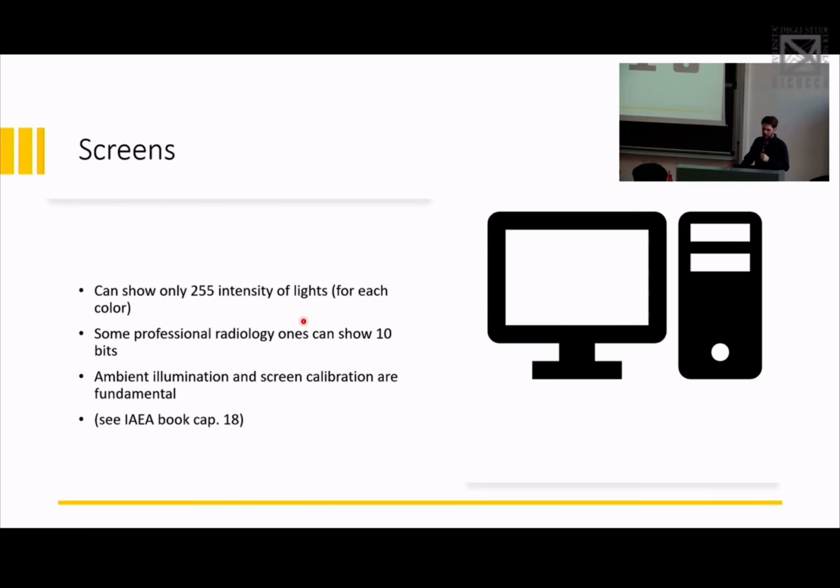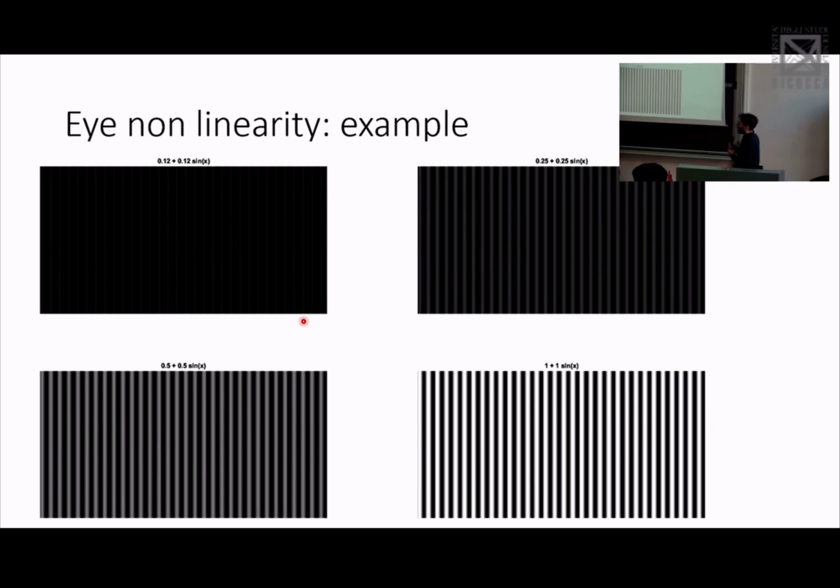And because we have talked about the eye nonlinearity and the influence of ambient light, for sure you have the experience of when you have too much light coming in that you need to close down the curtains. And also we have seen how the eye needs adaptation. This is the exact same picture, but with reduced contrast, and here you probably don't see any band. Here you see them limited, and just here you see them fully. So actually the part of the screen is relatively important for the radiologist.